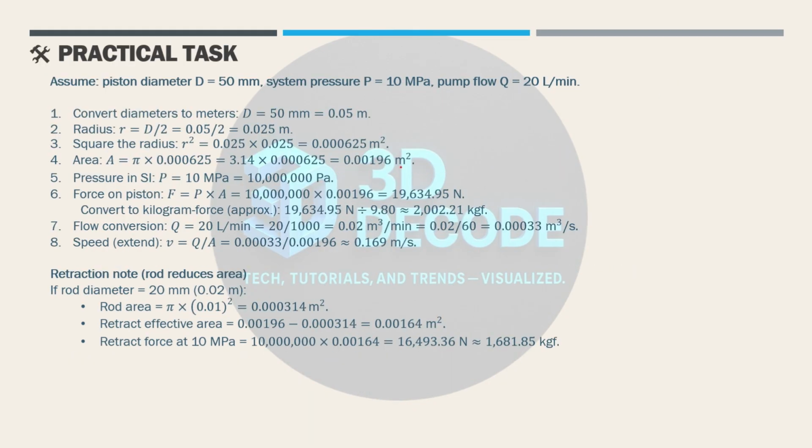Practical task. Assume piston diameter D equals 50 mm, system pressure P equals 10 megapascals, pump flow Q equals 20 L per minute. You can refer to the calculation below.